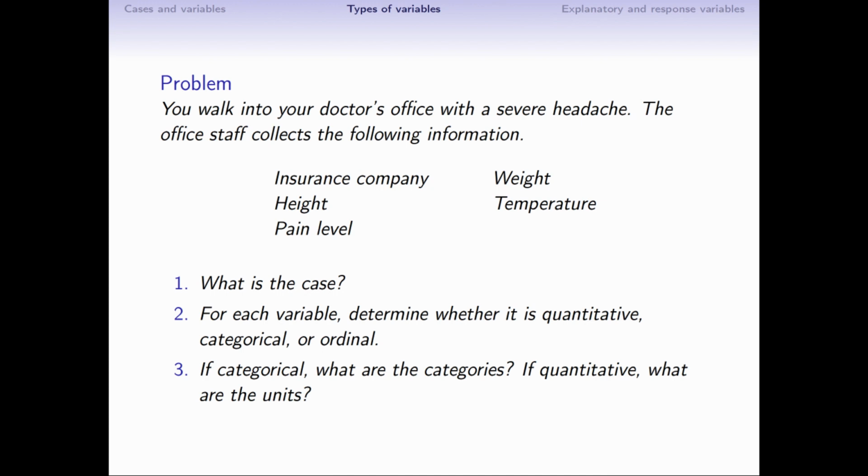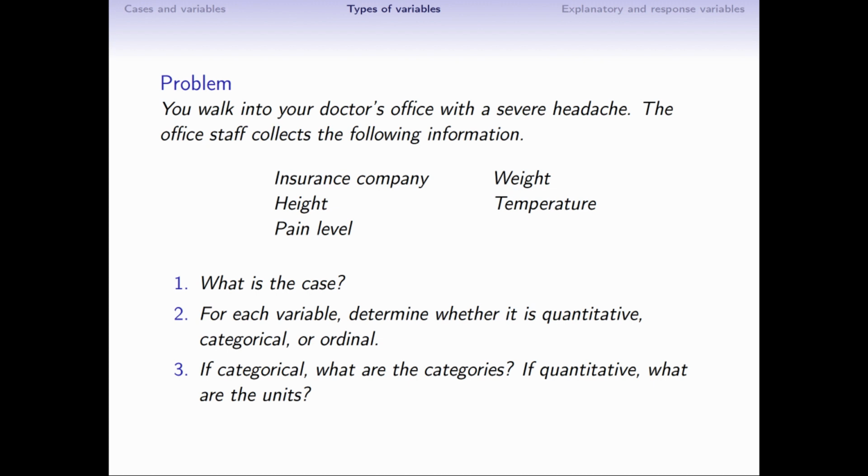Okay, so let's look at each of these and ask ourselves the following questions, right? So in this context, what is the case? All right, so what is the subject? If we think about this, the subject is you, the patient. You're walking into the doctor's office. You are the case. And this halo of information are all the variables that are associated with your case. Now, for each of these 5 variables, let's determine whether it's quantitative, categorical, or ordinal.